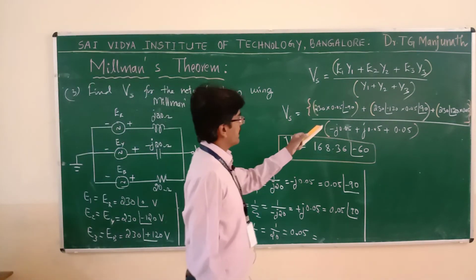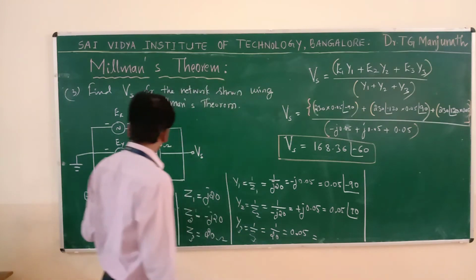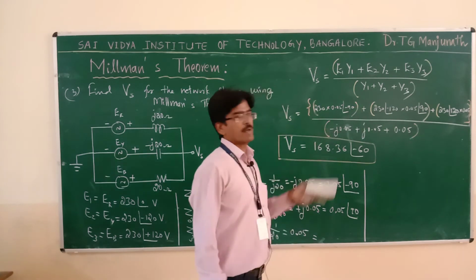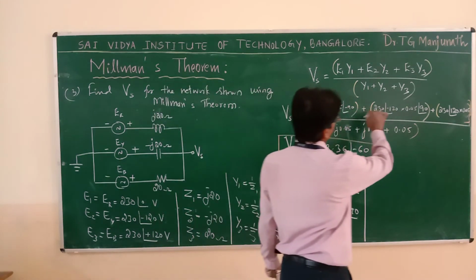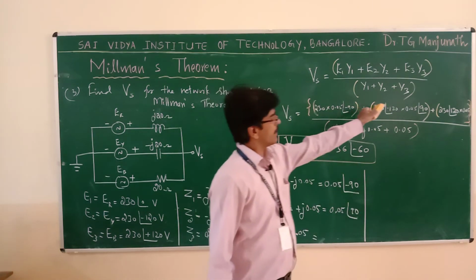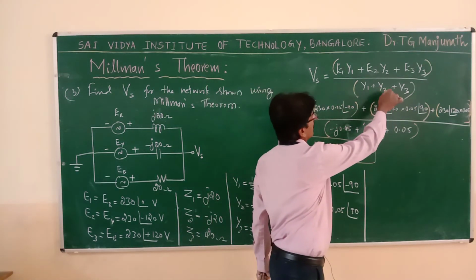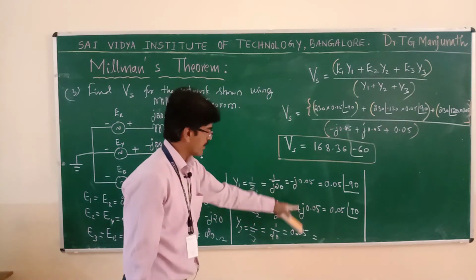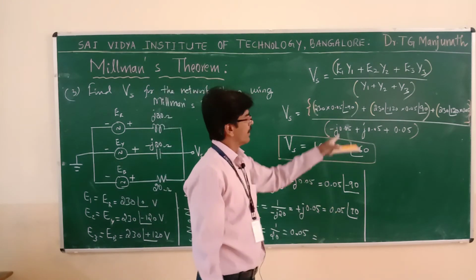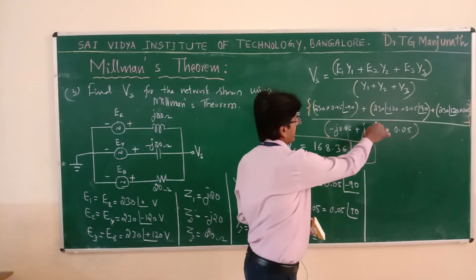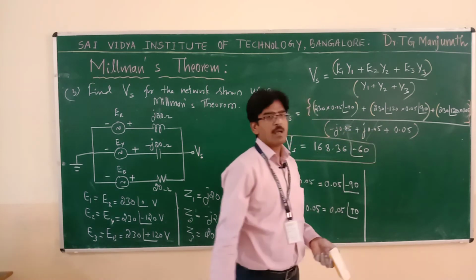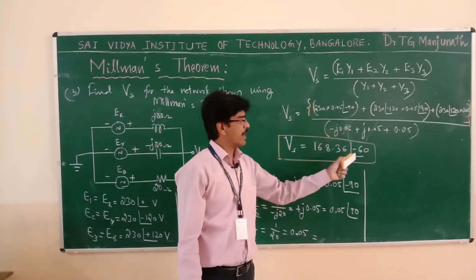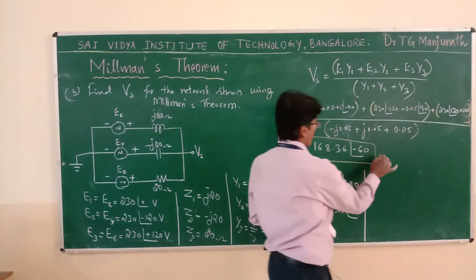Now I have substituted the values of E1, Y1, E2, Y2, E3, Y3 and Y1, Y2, Y3 here. When you enter in the calculator, you should put the brackets properly, and in the denominator I am adding the admittances. I have substituted in rectangular form, but you can substitute in the other form also. You can cancel these two, divide by 0.05, and you will get the single voltage source as 168.36 at an angle minus 60. This is now in polar form.